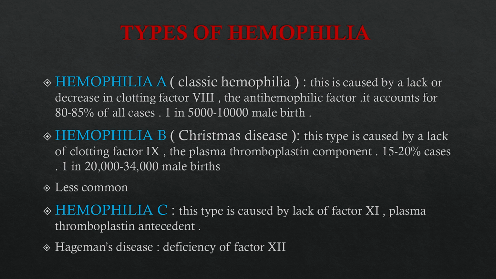Hemophilia B, Christmas disease. This type is caused by a lack or decrease in clotting factor 9, the plasma thromboplastin component. It accounts for 15 to 20% of all cases and 1 in 20,000 to 34,000 male births are affected, and hemophilia B is less commonly seen. Hemophilia C. This type is caused by lack of factor 11, plasma thromboplastin antecedent. Hageman's disease is caused due to deficiency of factor 12.